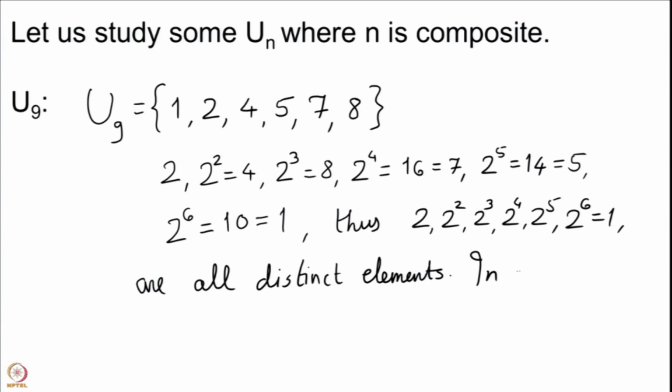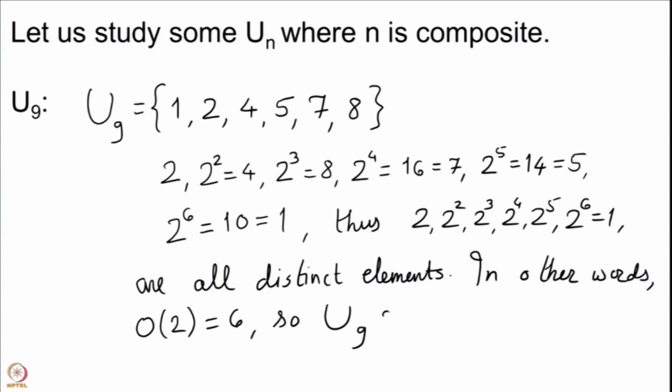In other words, the order of 2 in this group is 6. So, U9 is actually a cyclic group of order 6. So, we have that U8 was C2 cross C2, U6 was cyclic, U7 was cyclic and U9 is also cyclic.